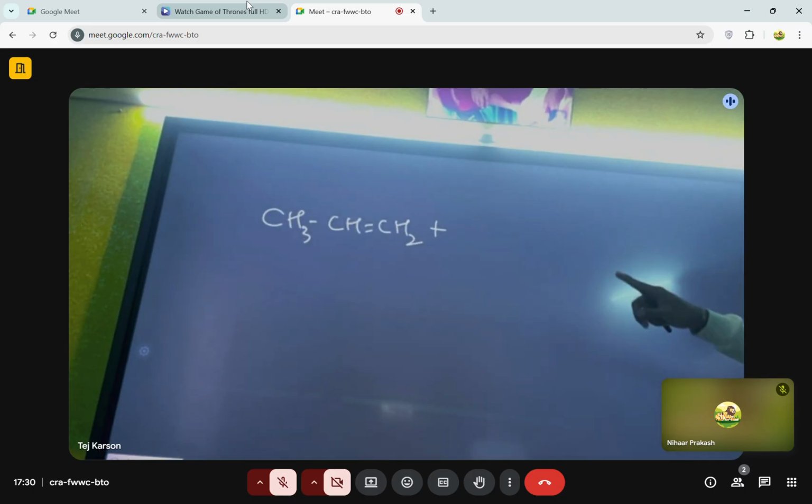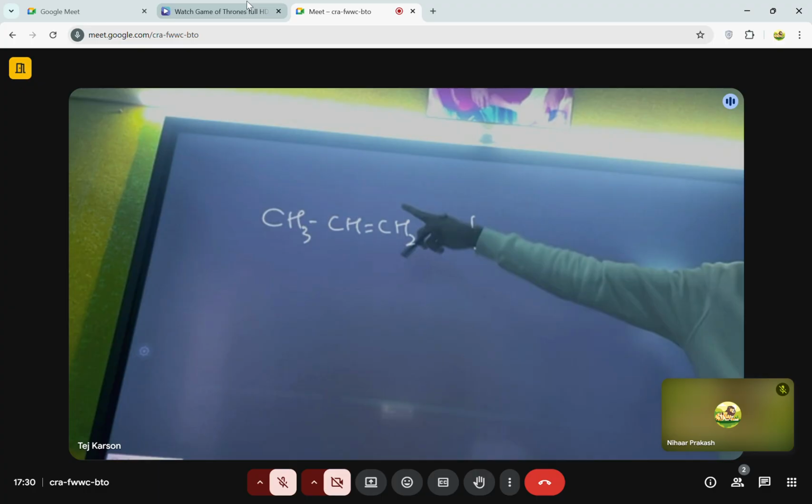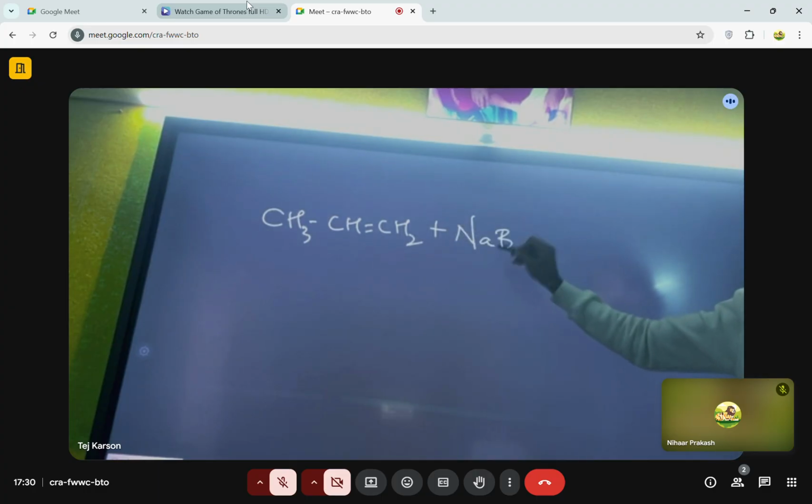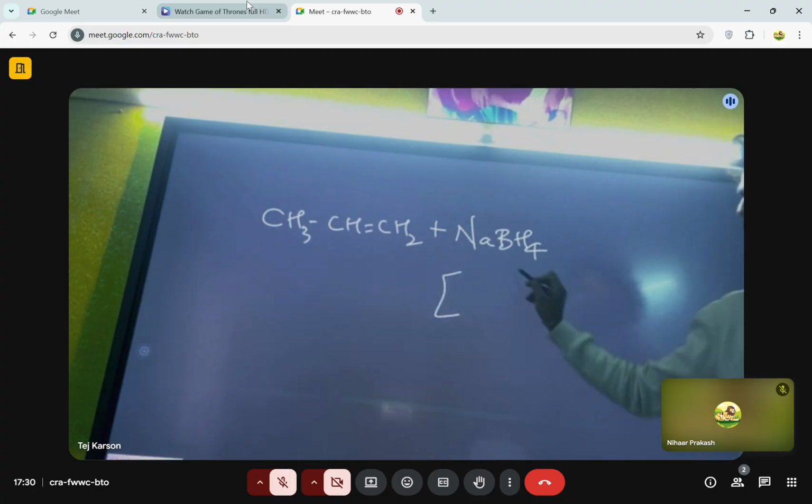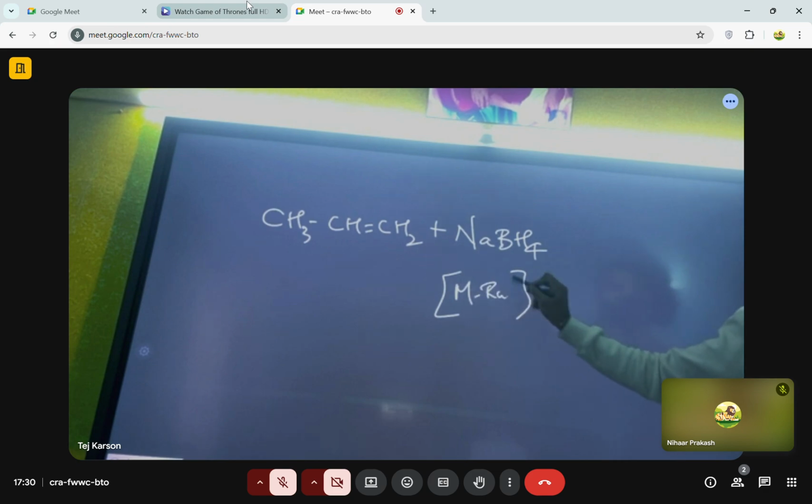We'll do one more thing now. Guys, third equation, same reactant on the left side. We'll add NaBH4. This is also very, very important. This again follows Markovnikov's rule. So till now, 3 equations, 2 are following Markovnikov's rule.